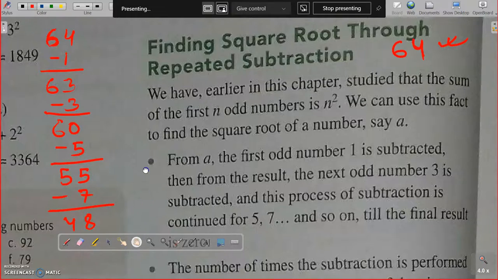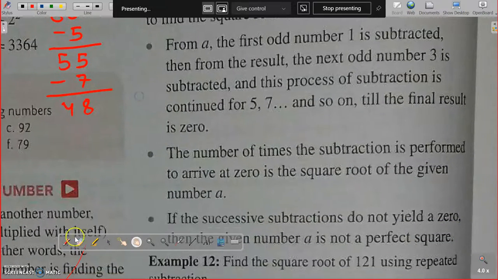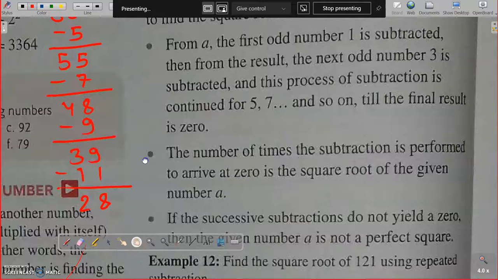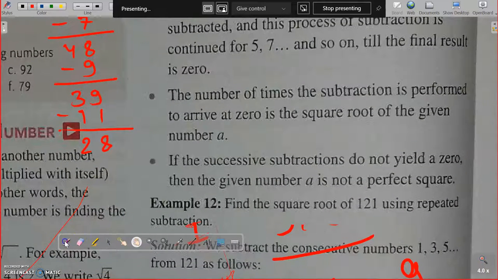Again, when we subtract 9, we will get 39. And again we subtract 11. Then we will get how much? 28, not 38. Yes, 28. And again when we subtract, after 11 comes the next odd number, 13. So what will happen? It will become 15. And the next odd number is 15.